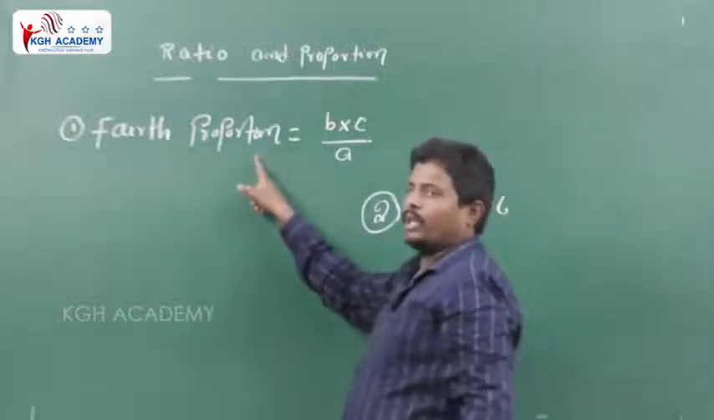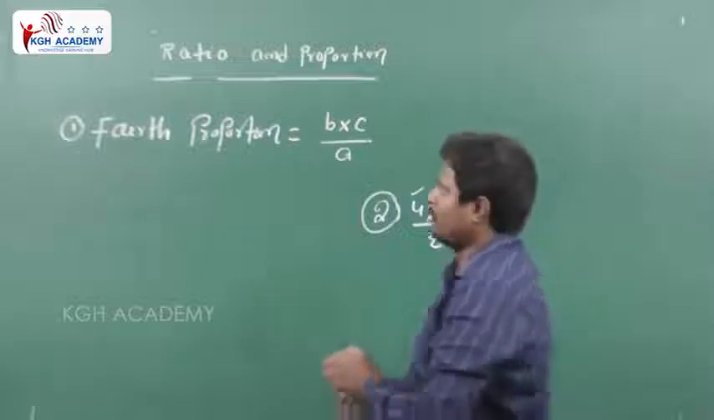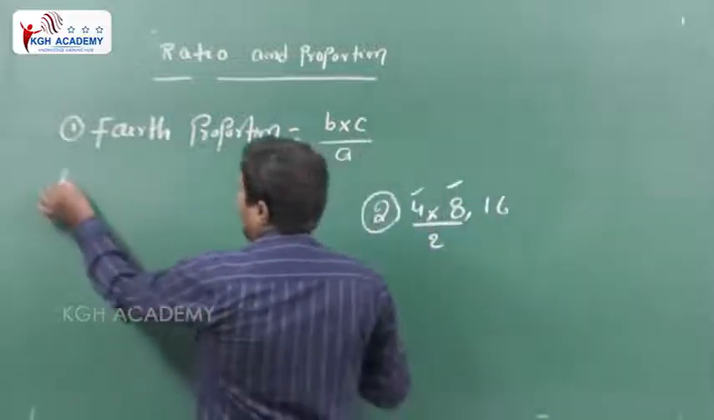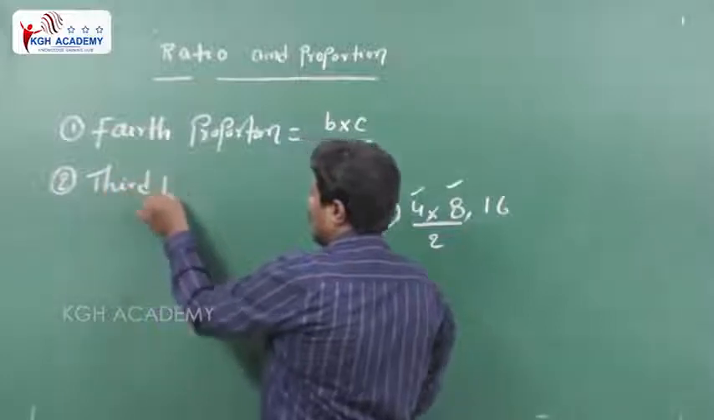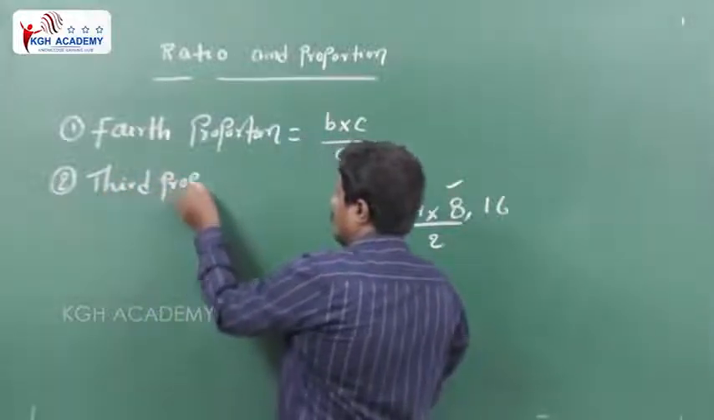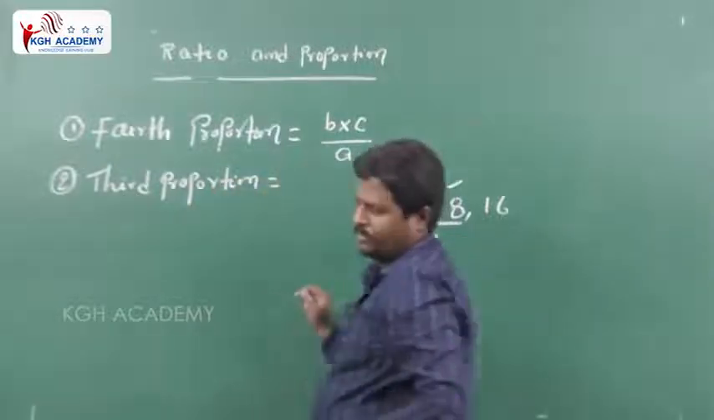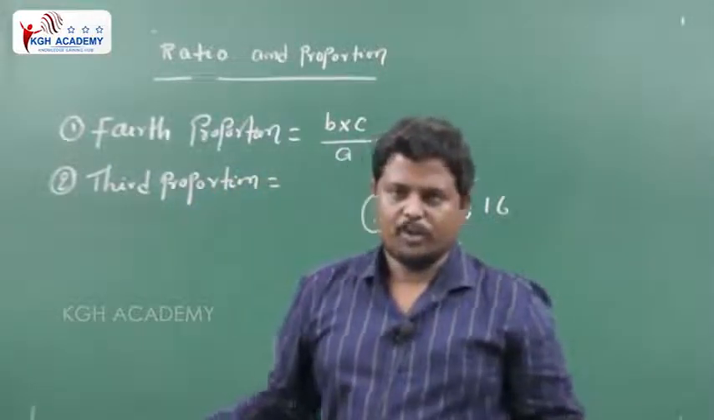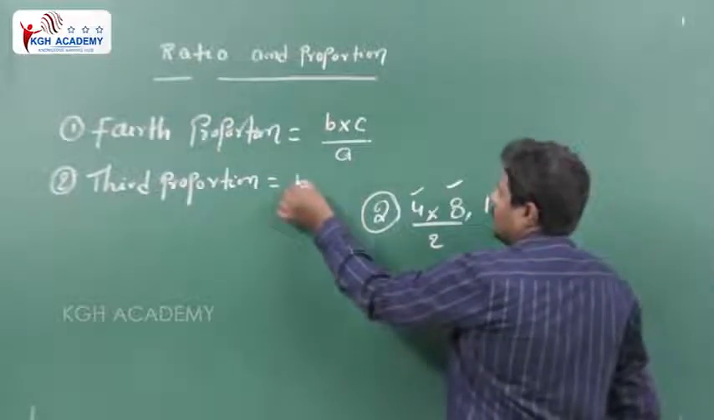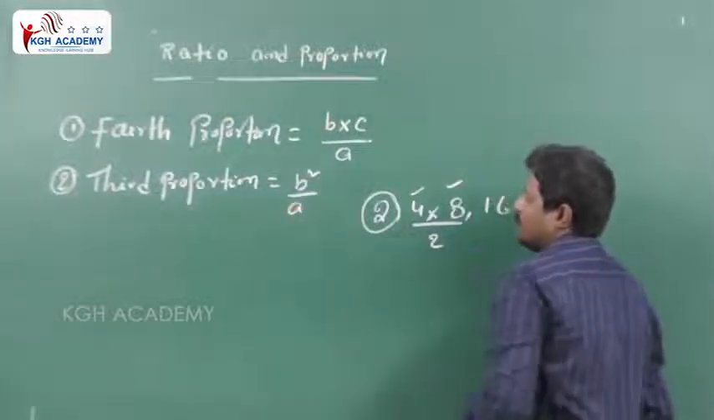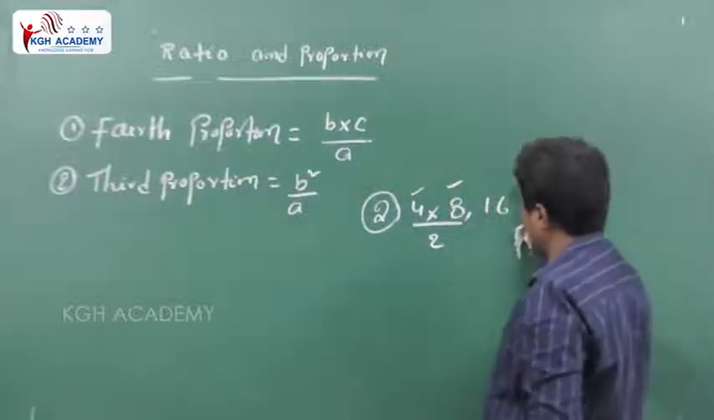In fourth proportion, the formula is B into C by A. And second formula, formula number 2, third proportion. In third proportion, what is the formula? This is the formula B square divided by A. Third proportion: B square divided by A.